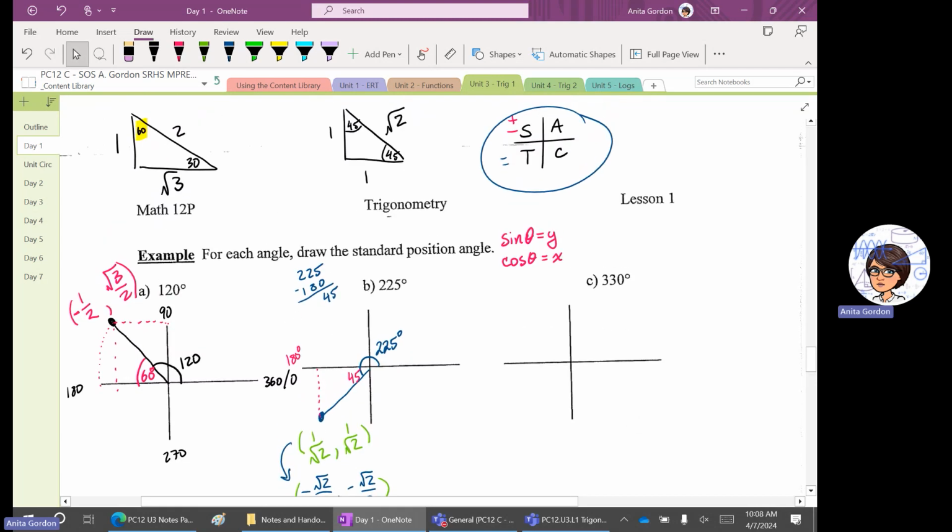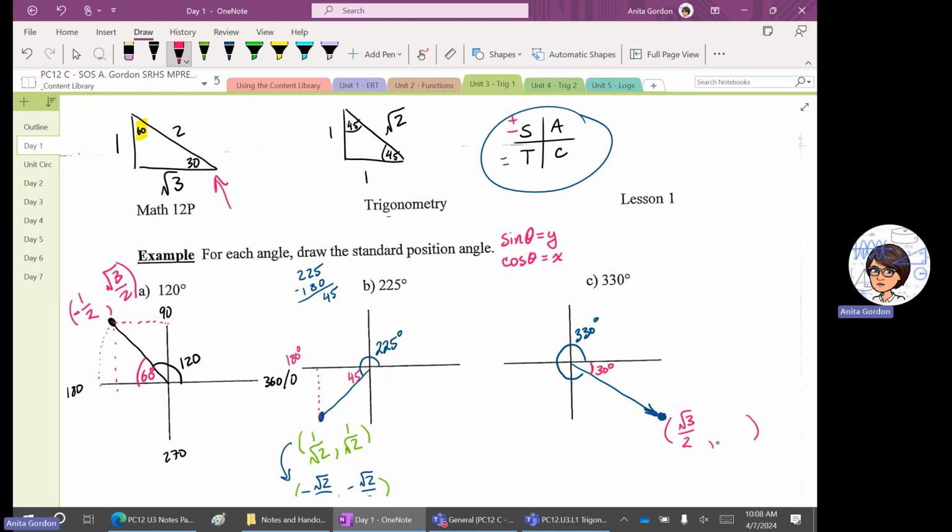Okay, 330. That is almost a full circle, right? A full circle is 360 degrees. So here is my angle, 330 degrees. How much more do I need in order to get to the closest x-axis? I need 30 degrees extra. So I'm going to be using this triangle to help me figure out what are the coordinates. Okay, the cosine of 30 degrees is root 3 over 2.